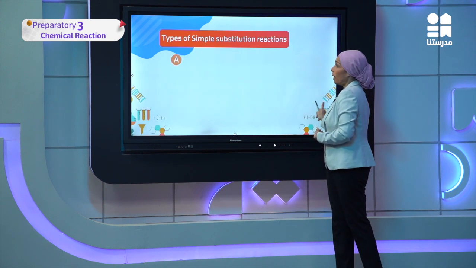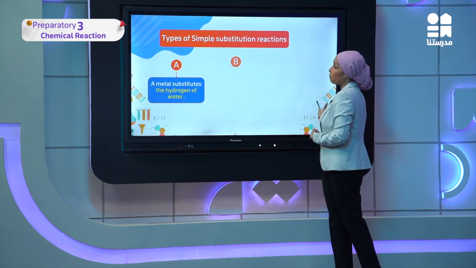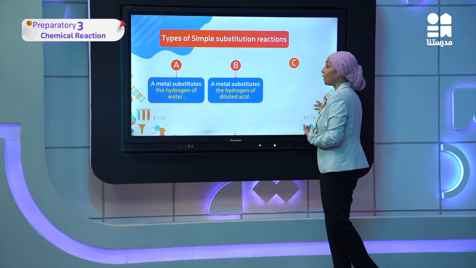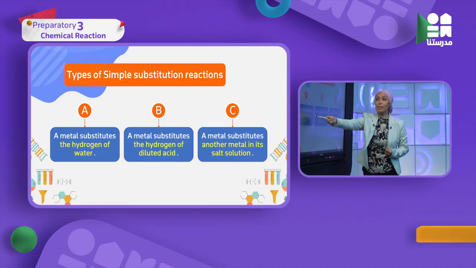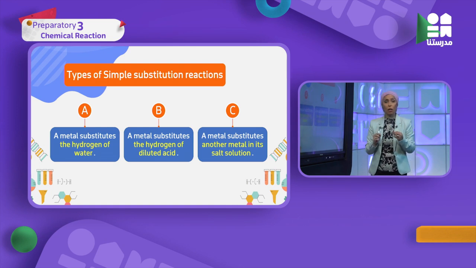Let's start with the types of simple substitution. The first, we will take three types, the three types of substitution, where the metal will substitute the hydrogen. And as I said, since I spoke about hydrogen, if the metal in the CAS that we explained before is above it, it can kick it out and replace it in the chemical reaction. If it is below it, it cannot replace it, so I will write no reaction. This is the first type.